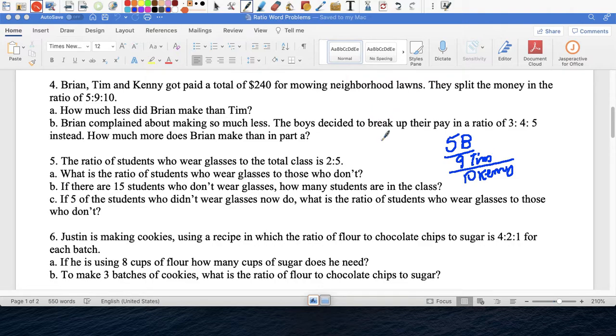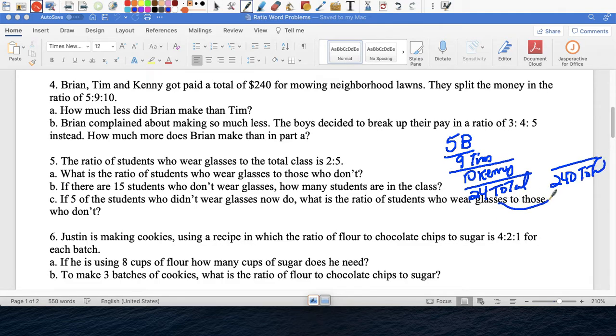Well, let's figure it out. At this moment, 5 plus 9 plus 10 is 24, so there was a total of $24, right? And out of the $24, Kenny got 10, Tim got 9, and Brian got 5. So what happens when $240 is split in that same ratio?